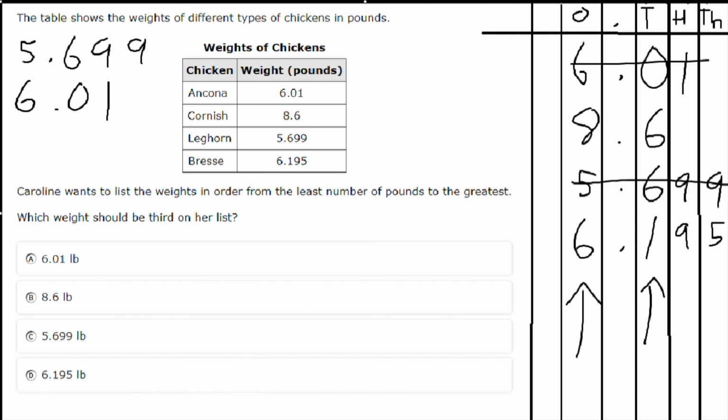All right, so we can cross this out. Now let's move back to the ones place. Which number is smaller? Again, between the 8 and the 6, the 6 is smaller. So 6.195 is going to be next.